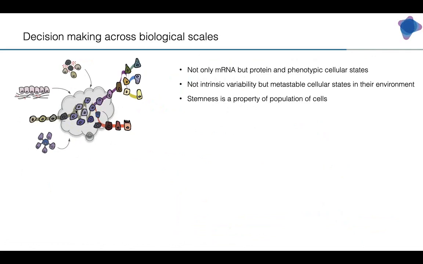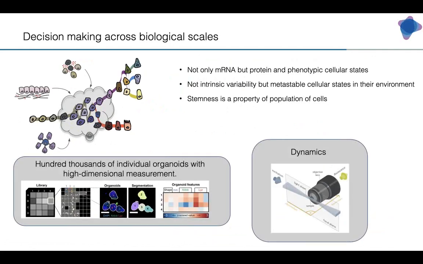And this, I think, is very important, because we need to be able to measure individual cells and individual organoids, in many different organoids. For this, we use two main approaches. One, we use 100,000 individual organoids with a very high-dimensional measurement, so we use multiplexed imaging, and I will come to that. And on the other side, we use a much more limited number of organoids, but we look at dynamics for days.